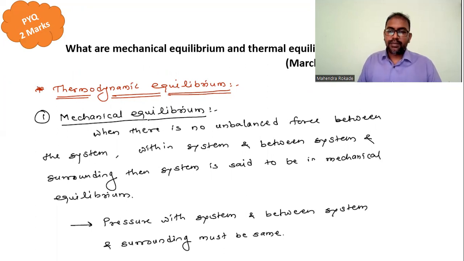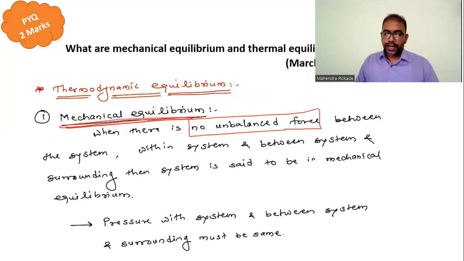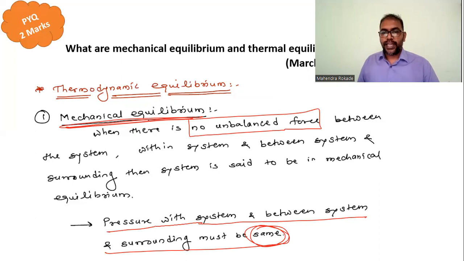First one, mechanical equilibrium means what? There is no unbalanced force. When there is no unbalanced force within the system, and between system and surrounding, then the system is said to be in mechanical equilibrium. Or in other words, you can say that if the pressure within the system and between system and surrounding is the same, then also we can say that it is in mechanical equilibrium. You remember in a single line: when there is no unbalanced force within the system, or between the system and surrounding, then it is called mechanical equilibrium.